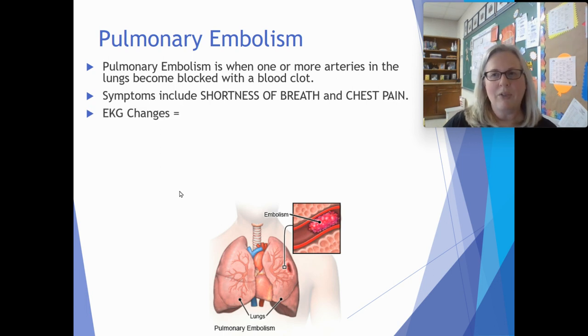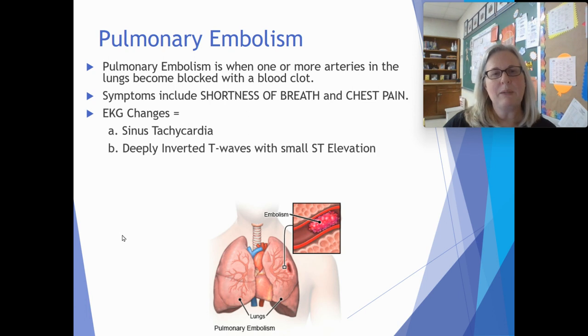Now the EKG changes that we see for pulmonary embolism: typically they'll be a little bit tachycardic. Having a hard time breathing, almost hyperventilating sometimes, so their heart rate shoots up. That makes sense, right? We also are going to notice some deeply inverted T waves, and there'll be some small ST elevation here and there. So their T waves aren't going to be the little tiny ones. They're going to be deeply inverted.